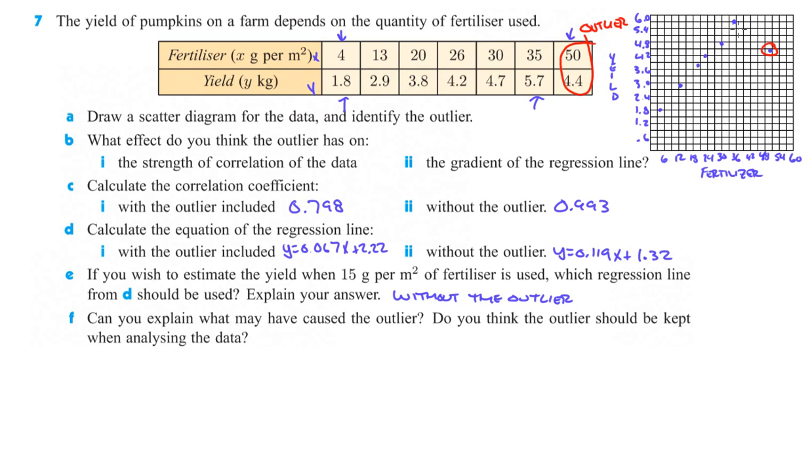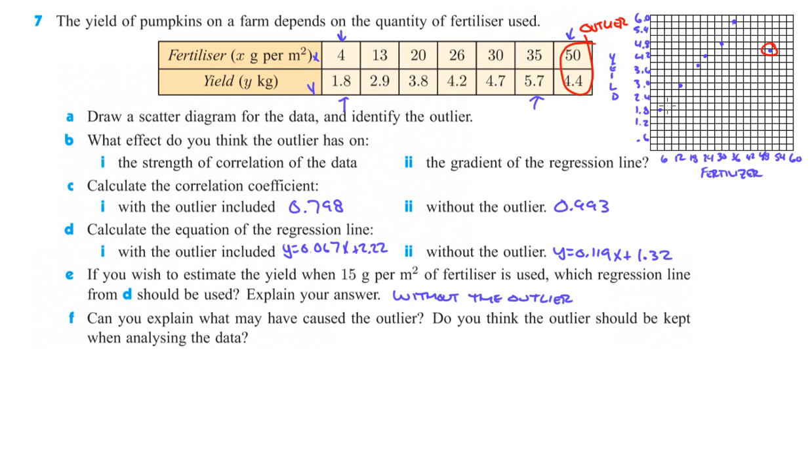Explain your answer: that is within this data range right here. As soon as you get past 35, the data starts to fall apart and it probably makes it worse. So as long as it's from 0 to 35, and 15 definitely fits within 0 to 35, then we're going to use the regression line without the outlier.